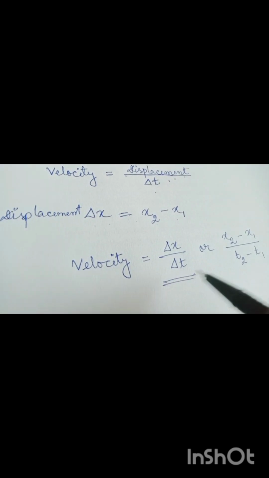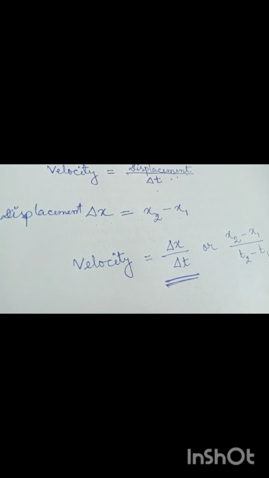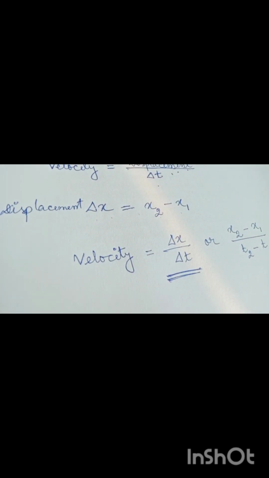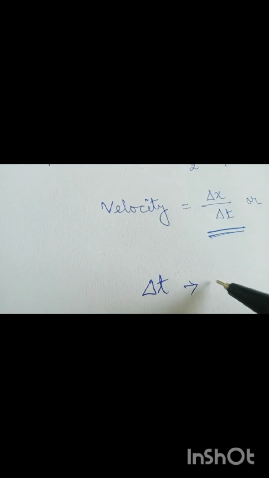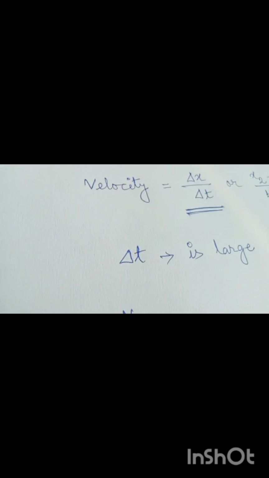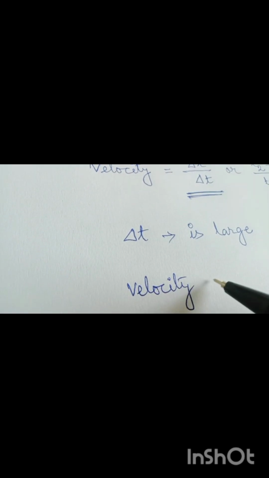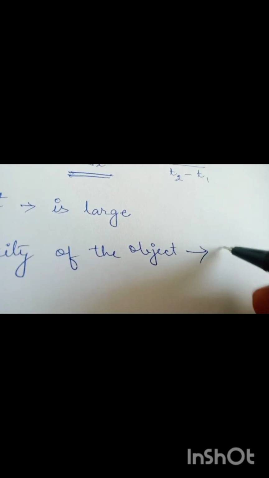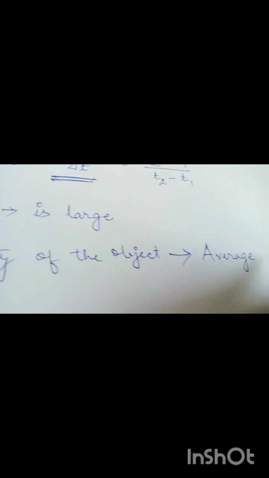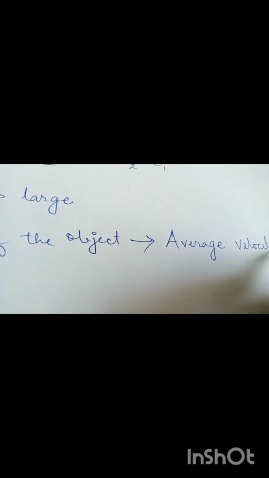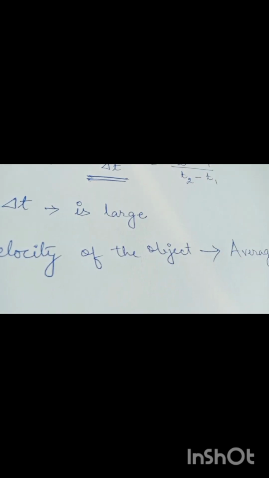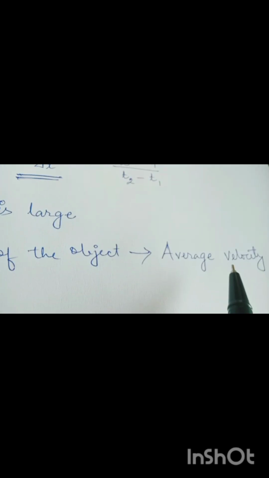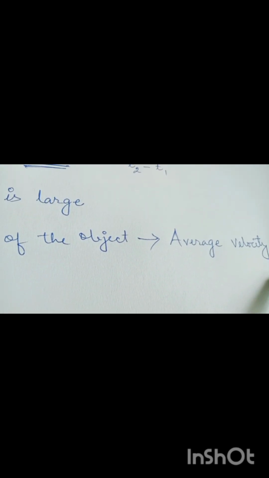When the value of time interval delta t is comparatively large, then the velocity of the object is defined as average velocity. When the time interval is large, the velocity of the object is defined as average velocity.